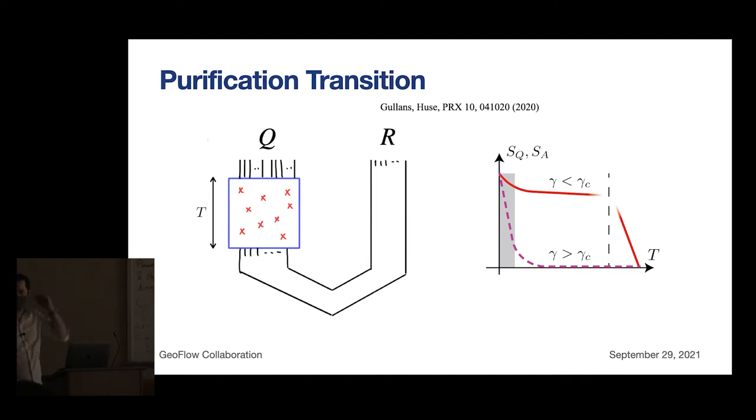I'm just confused. You have this picture in the previous slide, and you have one system, and within that one system, you go from area law to volume.